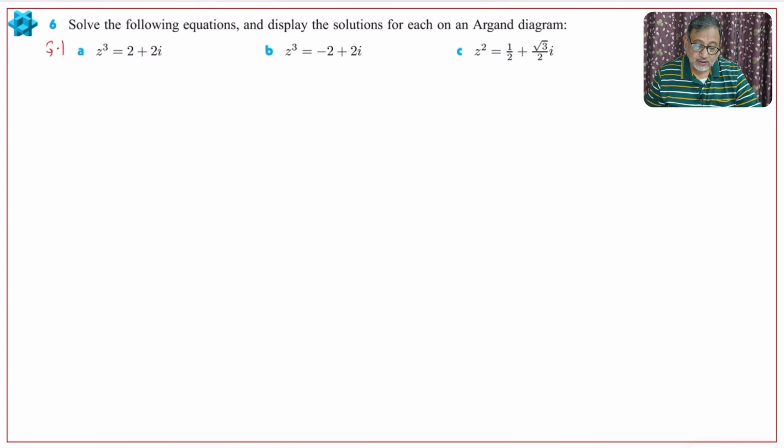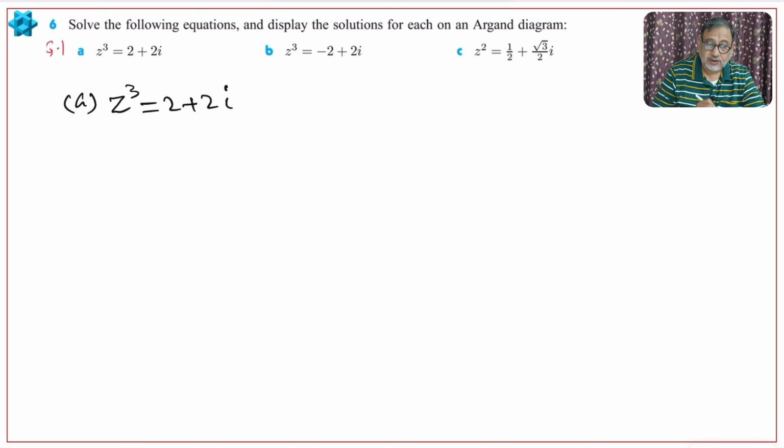Okay. Now next question is again solve the following equations and display the solution for each on the Argand diagram. We have to show them on the Argand diagram, right? Okay. So first one is z cube is equal to 2 plus 2 iota, 2 plus 2 i, okay. Now look here, what is the modulus of this? Modulus of z, let me write it in the modulus and argument form first.